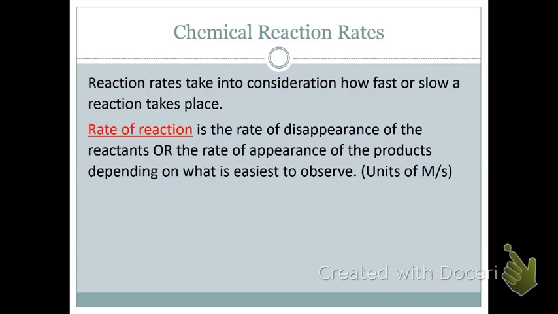The reaction rate is basically the rate of disappearance of the reactants or the rate of appearance of the products, and it really depends on what's easiest to observe. Usually we'll have that in units of molarity per second. Remember, big M is molarity and little s is seconds. Today we will not be doing the math part of this unit. That'll be lesson 2. Today we're just going to learn about the things that affect the rates.